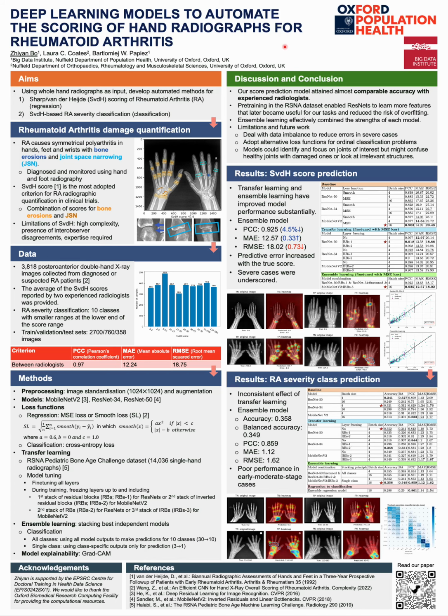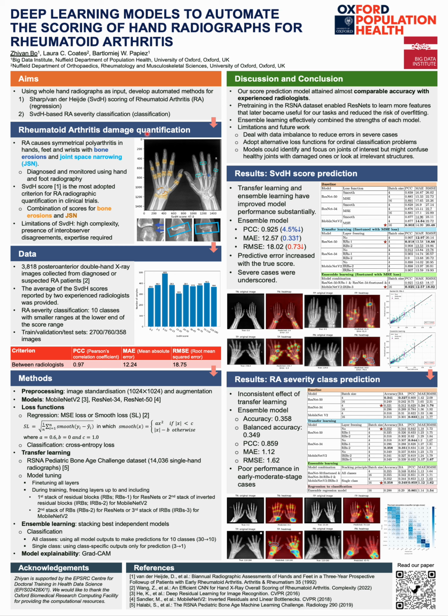This poster as well works on deep learning models for automated scoring of hand radiographs for rheumatoid arthritis. This work aims to develop automated methods for the vendor-hidden modification of the SHARP score for rheumatoid arthritis using whole hand radiographs as input. Here we consider two research questions. The first one is direct score prediction, which we refer to as regression, and the second one is SVH-based RA severity classification, which we refer to as classification.